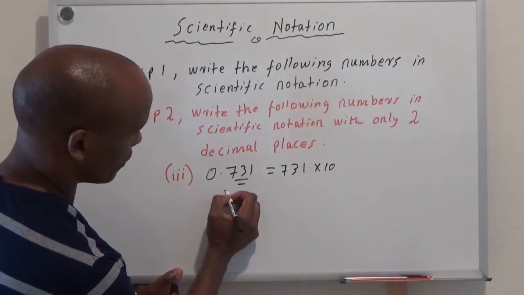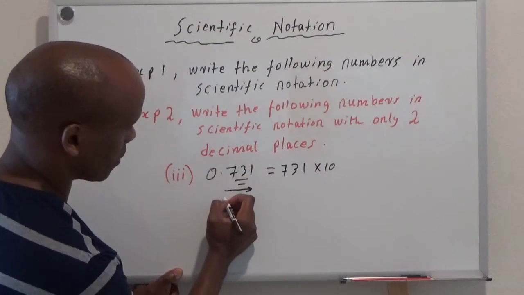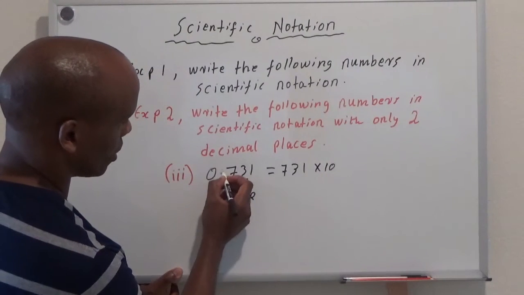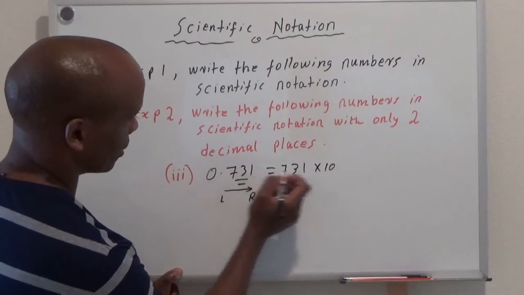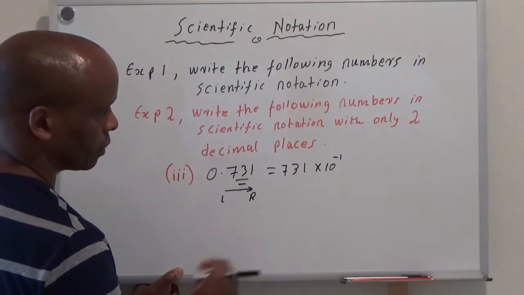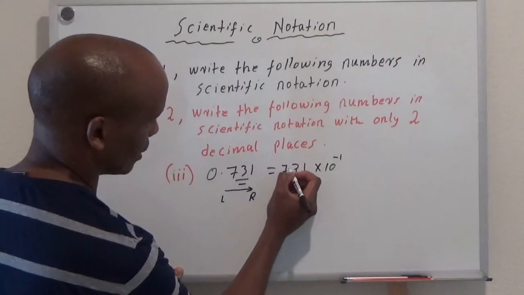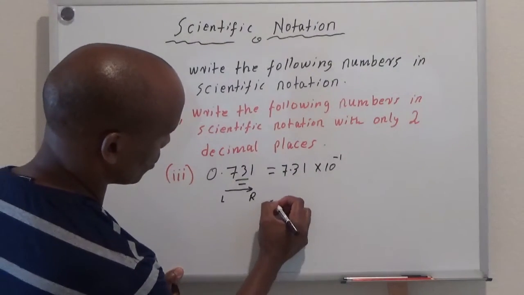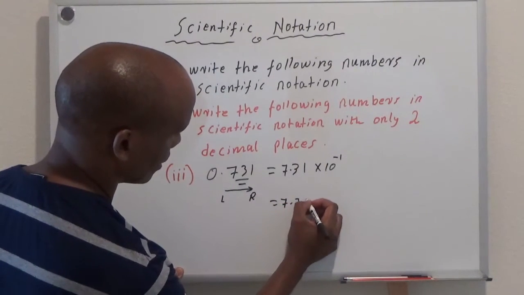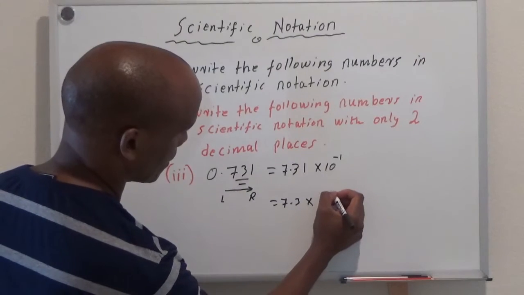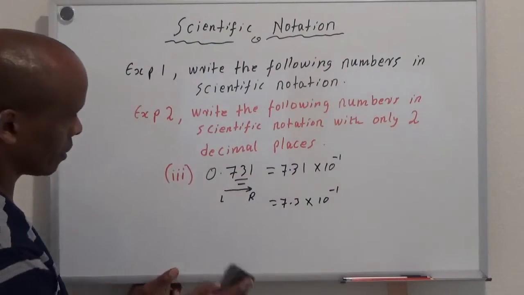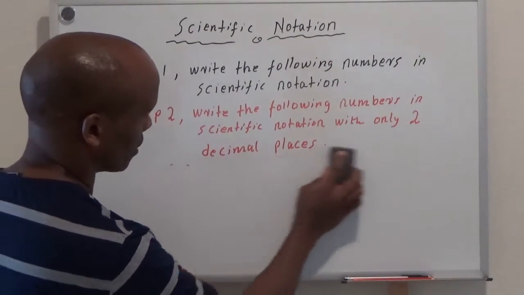Once I write it like that, how many decimal places did I move? If it's less than 1, you move from left to right. So how many decimal places did I move? 1. So it will be minus 1. Leave it in 2 decimal places, it will be 7.3 times 10 to the minus 1. Okay? Maybe one more.